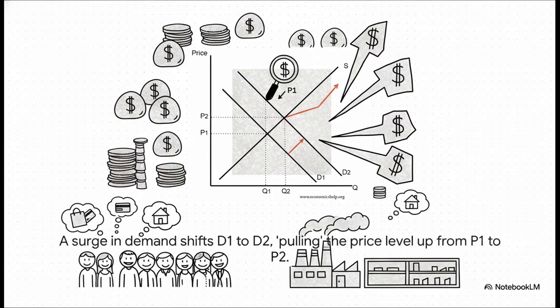Let's have a look at demand pull on a graph. So picture this. Consumer confidence suddenly surges. Everyone feels good. Everyone wants to spend. Aggregate demand shifts to the right, from D1 to D2.